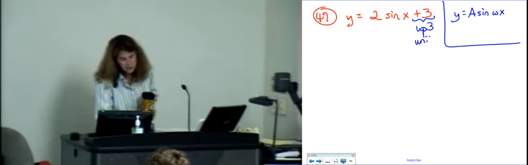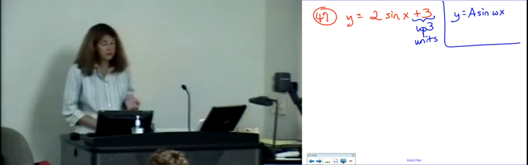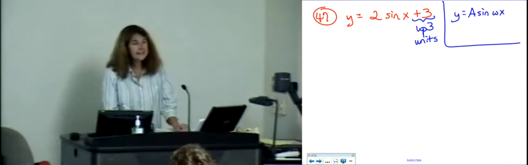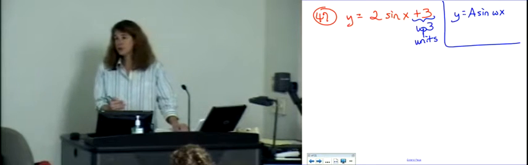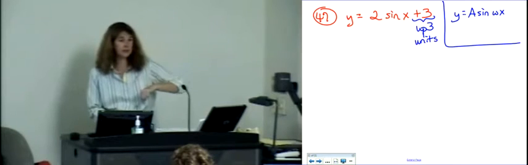The whole graph, from whatever we would have had for y equals 2 sine x, we're going to raise the whole graph up 3 units there. Anytime you add or subtract something to your function, it will shift the graph vertically. If you're adding, it goes up. If you're subtracting, it goes down.